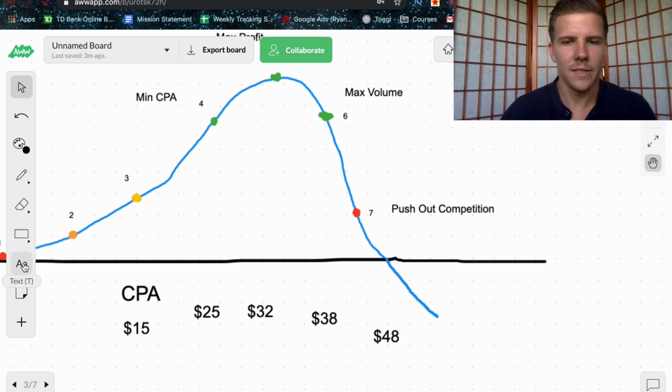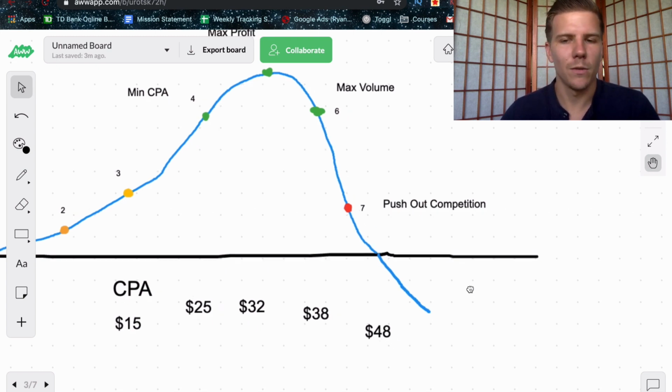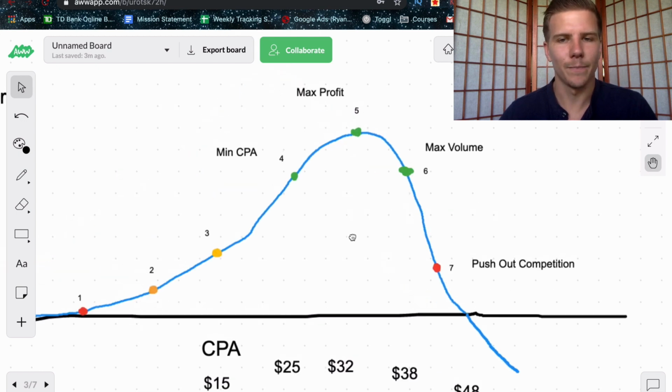There are some businesses that actually aim for 0.7 on this graph because they're looking to push out competition. They know that the lifetime customer value is really high, so they're willing to lose money or net zero on the starting payment because they know they're going to make it up on the back end.